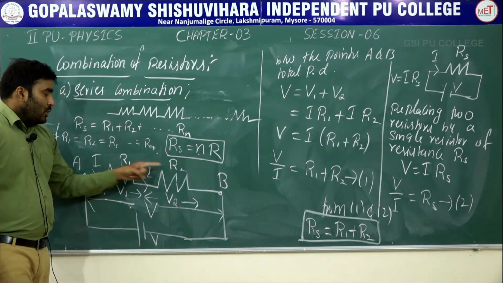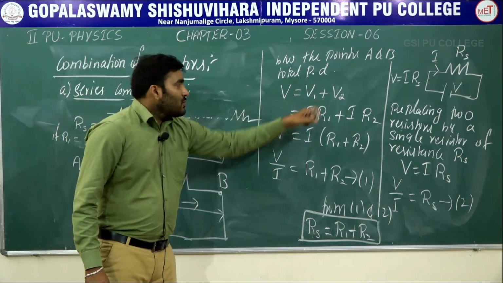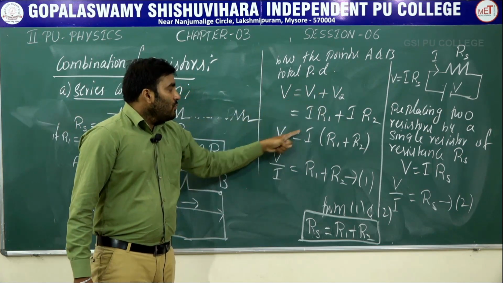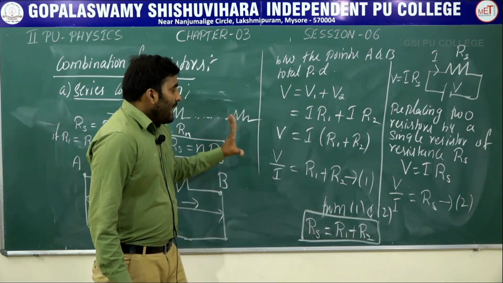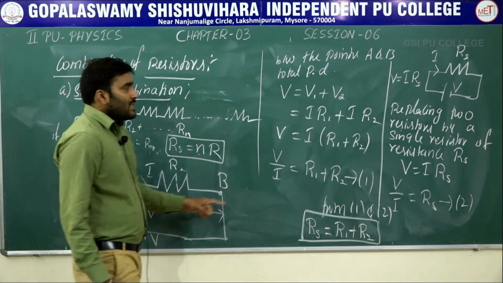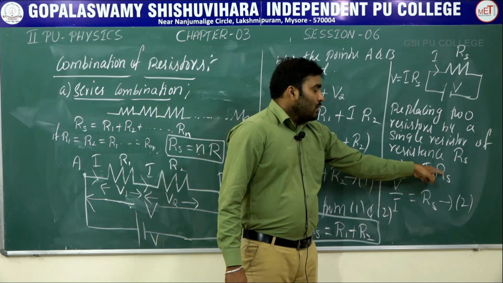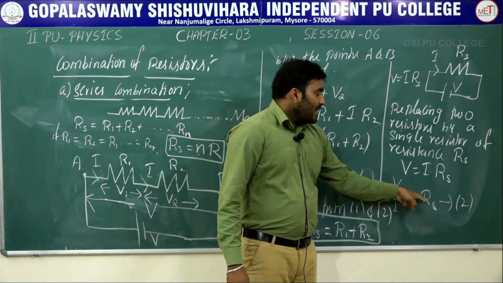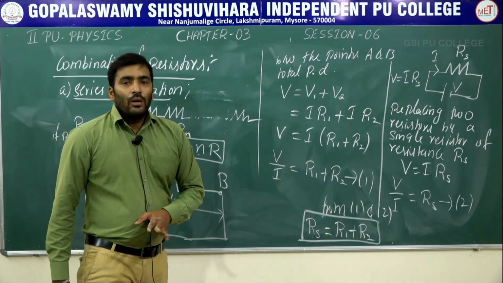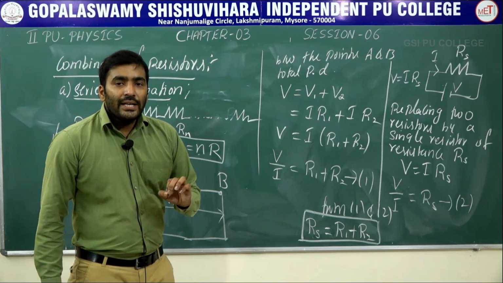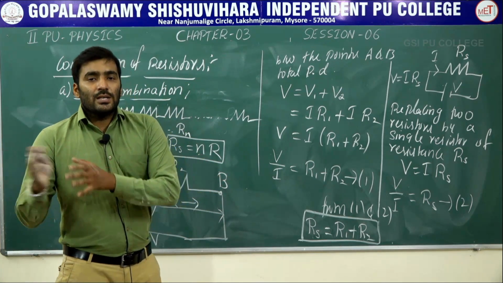See, when two resistors are connected in series, the same current flows through them. So the total potential is written as V1 plus V2. If I substitute the values of V1 and V2, we get equation number 1: V by I is equal to R1 plus R2. Then by replacing the two resistors by a single resistor of equivalent resistance Rs, we get the equation V is equal to I into Rs, so that V by I equals Rs. Comparing equations 1 and 2, we get Rs is equal to R1 plus R2, which means when the resistors are combined in series, the effective resistance becomes the sum of the individual resistances.